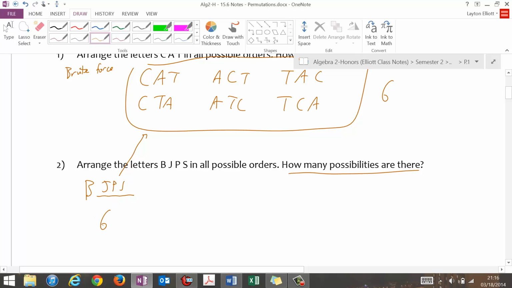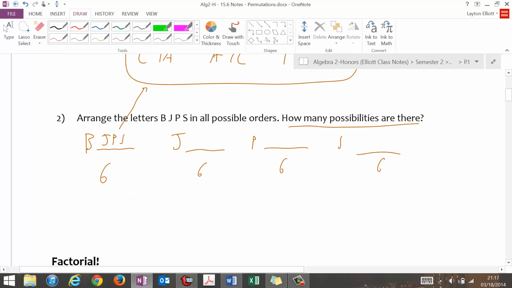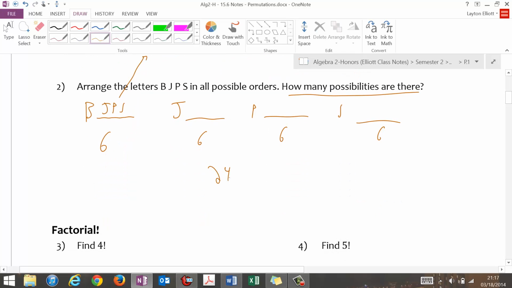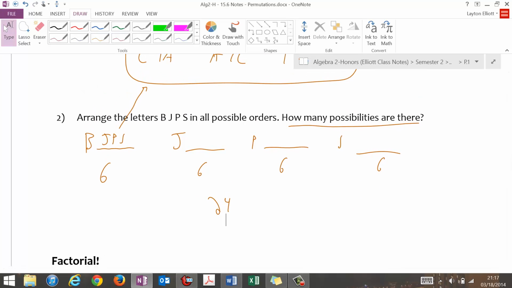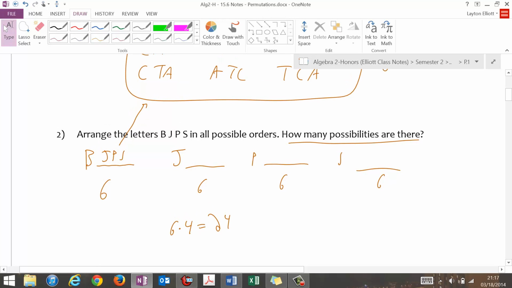So there's 6 of them starting with B. Then there would also be 6 of them starting with J. Then there would be 6 of them starting with P. And then there'd be 6 of them starting with S. And if I add all those up, there are 24. In other words, there were 6 times 4, equal to 24.